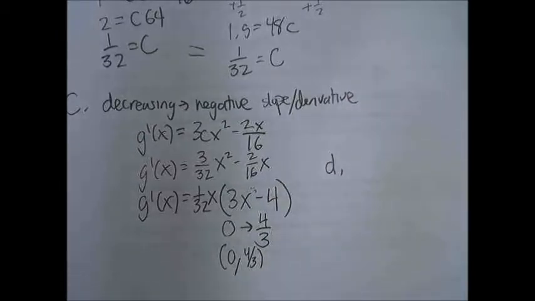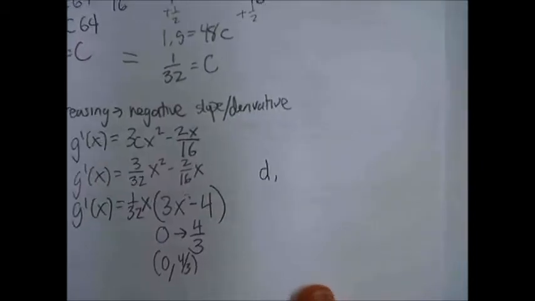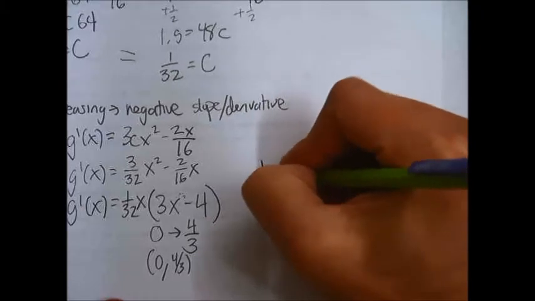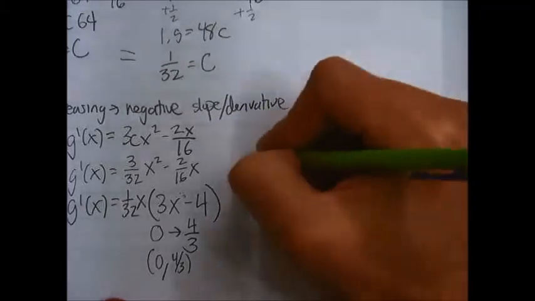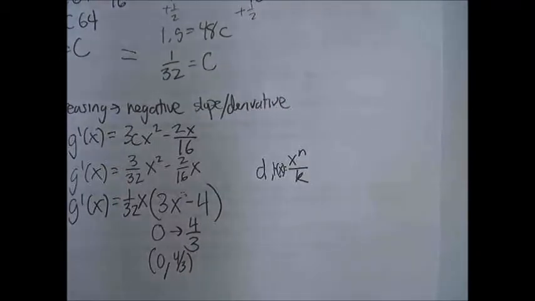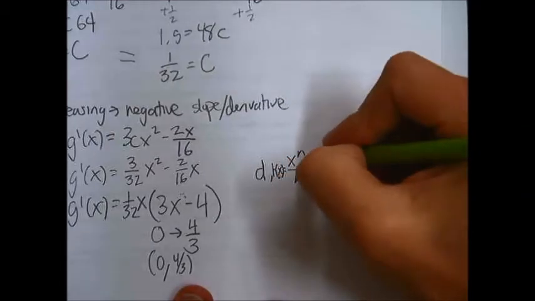So now on to the last part, D here, which is that we're going to use a new model that hopefully does everything we want it to. So we're going to use x to the n over k, which we are calling h of x.